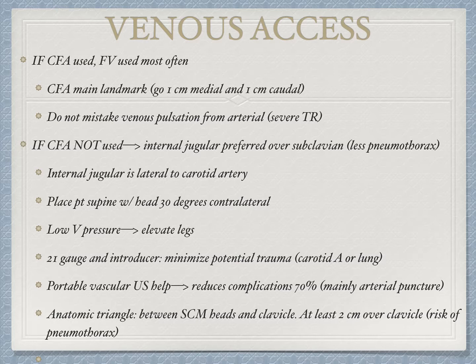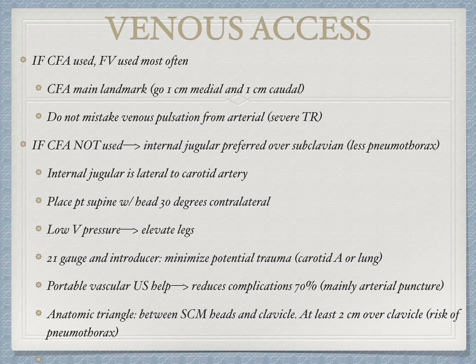If the common femoral artery is used, the femoral vein next to it is used most often. Use the femoral artery as a landmark and go 1 centimeter medial and 1 centimeter caudal. Do not mistake venous pulsation for arterial, as in severe tricuspid regurgitation.